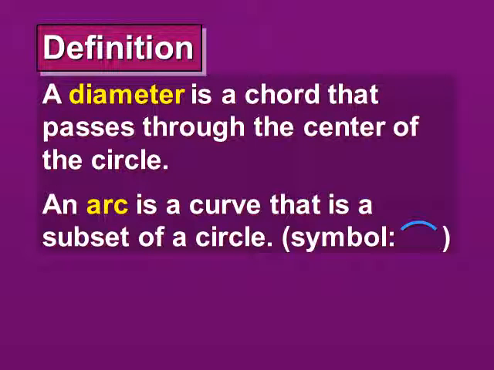The official definition of a diameter is a chord that does pass through the center of the circle. It's the largest chord on a circle. An arc is a curve that is a subset of a circle. So it's just a little piece of the circle, and we make the symbol of an arc shape over the beginning and the end of that arc.